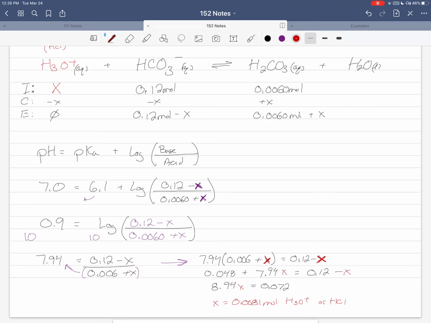That's how many moles. That is not how many grams. So if I take 0.0081 moles of HCl, 1 mole of HCl is 36.46 grams of HCl. I end up with only 0.29 grams of HCl. That's all it takes.